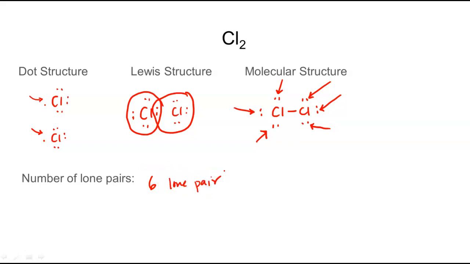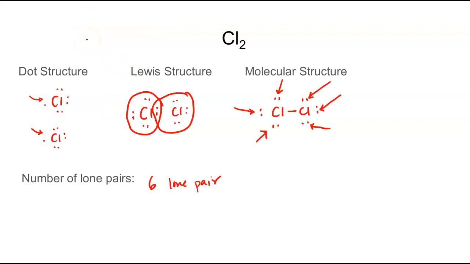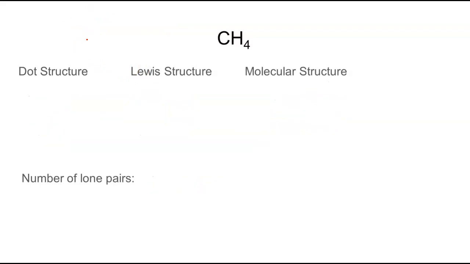Now, if we look back at hydrogen, hydrogen does not have any lone pairs, right? Hydrogen is not surrounded by electrons because it only has one valence electron. Okay, so let's try another one. So we have carbon, so let's draw our carbon with its valence electrons, and then we have 4 hydrogens. So let's go ahead and draw our 4 hydrogens.